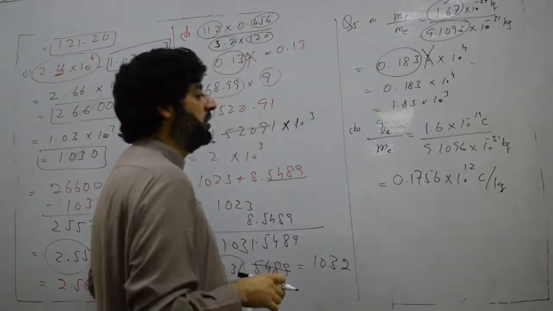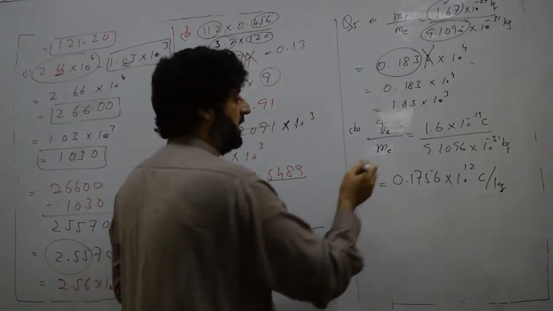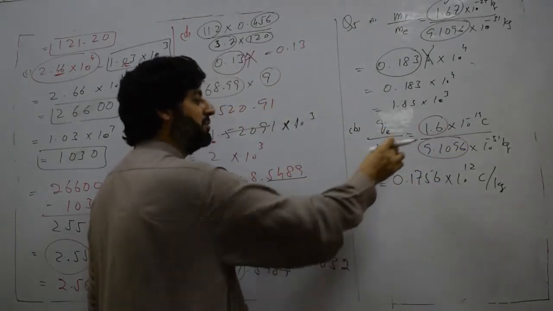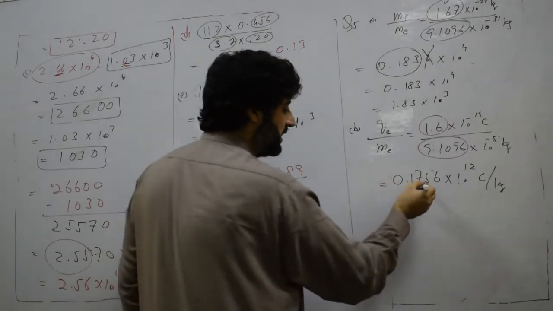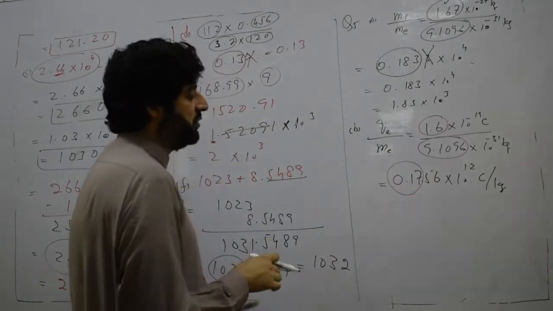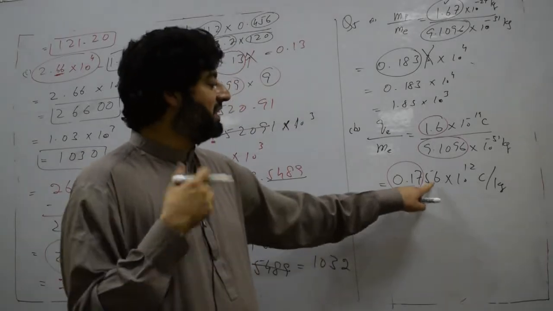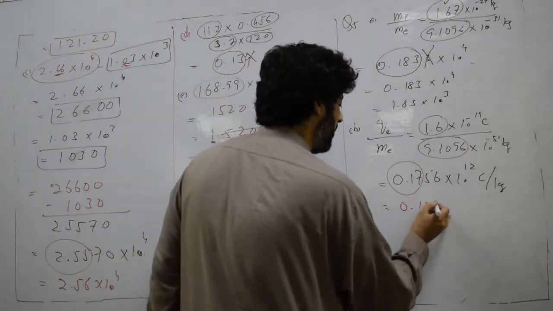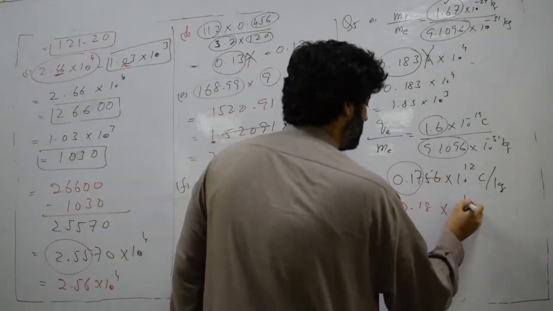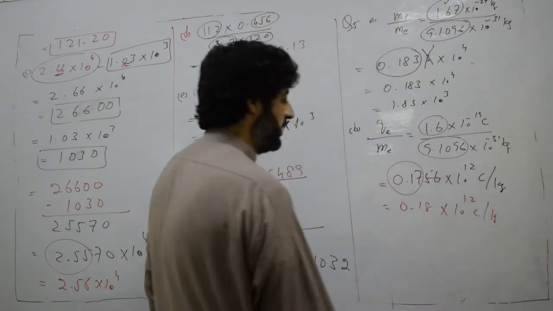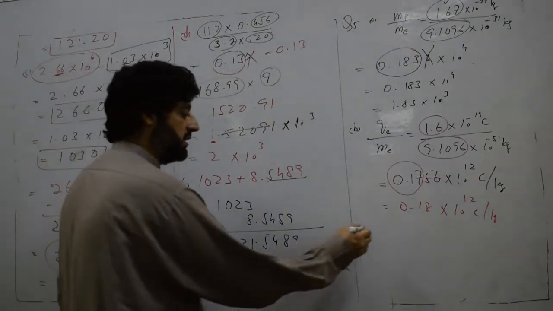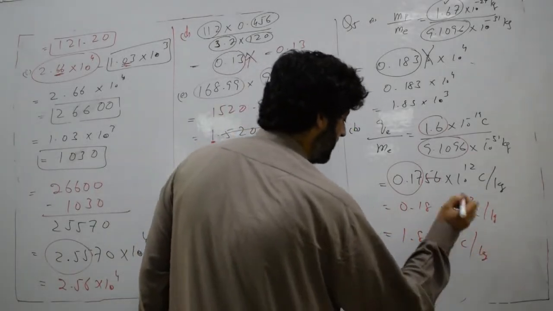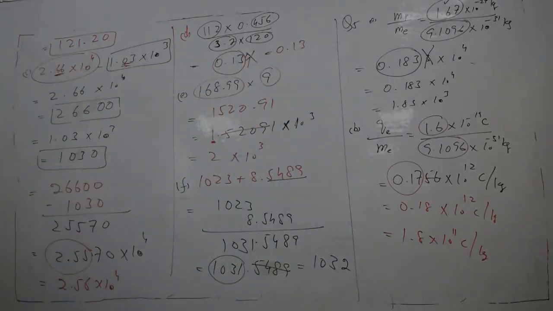Okay, now look at the significant digits. Here we have 2 significant digits and here we have 5 significant digits. So it means that the minimum significant digits are 2. So the answer is correct up to here. So 5 is the last digit. If 5 is the last digit and there are some certain digits after 5, then add 1 in the second last digit, whether it is even or odd. Okay, so the answer is 0.18 into 10 power 12, or we can write it as 1.8 into 10 power 11 coulomb per kilogram. That is the correct answer for the significant figure. Okay.